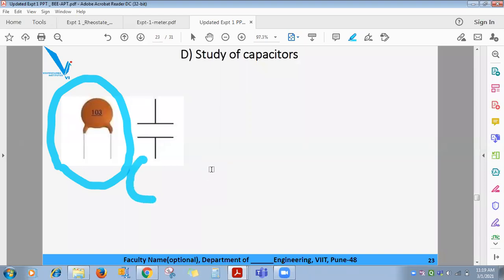Now, what occurs in some circuits if you are using a capacitor: you are going to switch on the supply for some time interval, and after some time interval, you are going to switch off the supply.